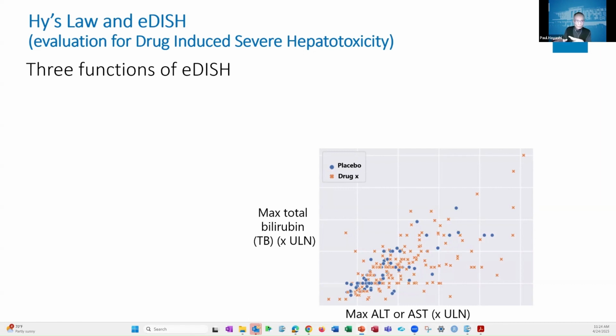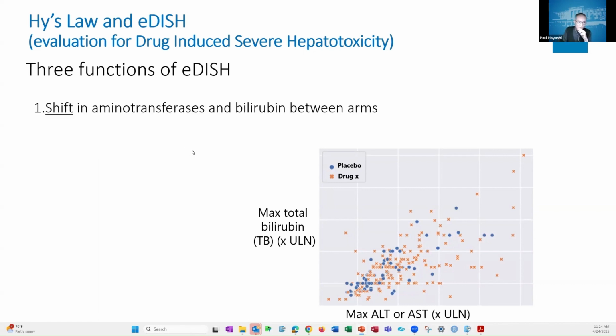Even in trials where you have normal baselines, standard trial, we're going to use eDISH, you're going to use eDISH. But do this. The first thing I do is I look at the shift. So I do not jump to the 4 quadrant categories. And I mock this up purposely without those 4 quadrants.